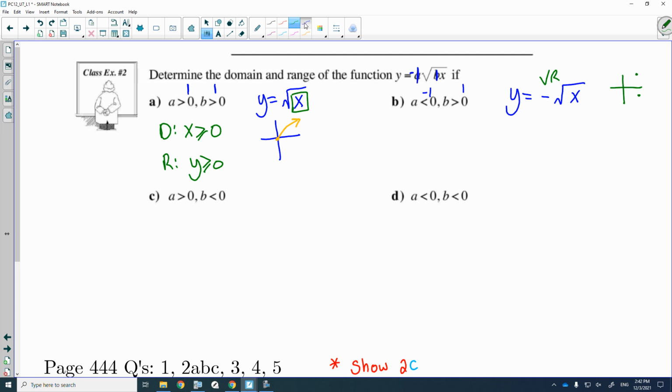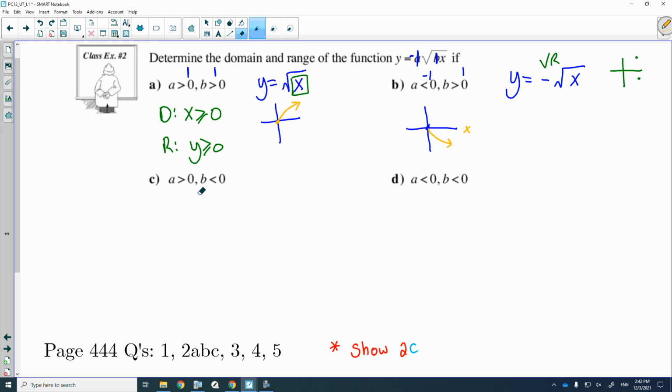So what this graph would look like was, here's your original. If that is reflected in the x-axis, this would be your new graph. And I would just erase the original because it just wants what the new graph would be.